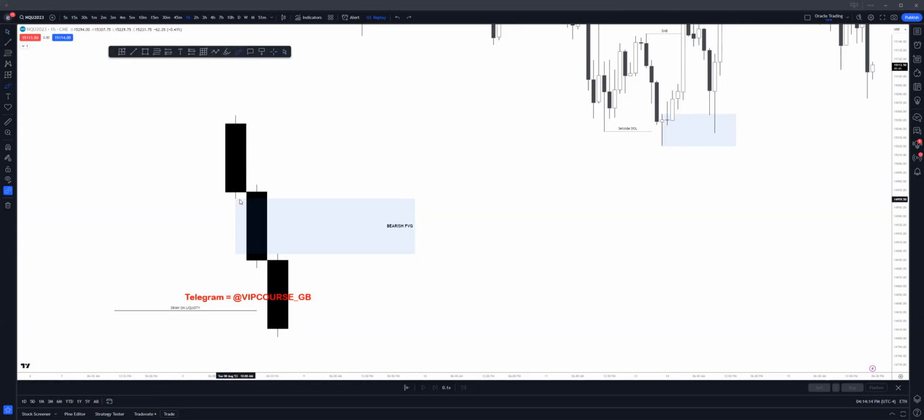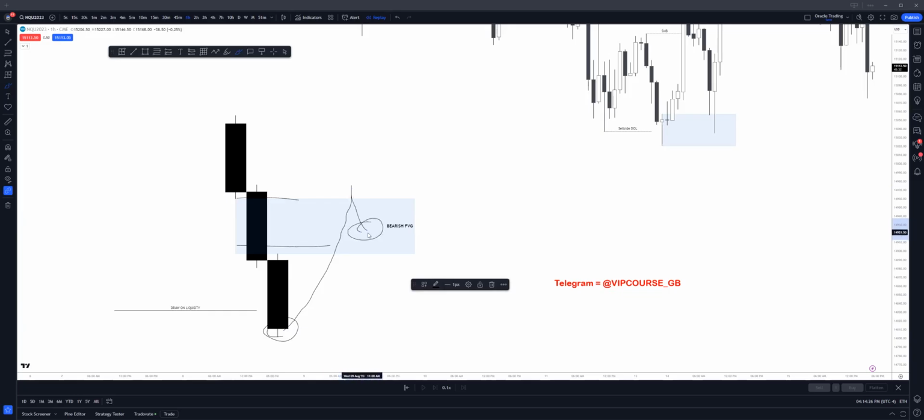So here we have a fair value gap, of course. We know the wicks do not touch, so we have a fair value gap in the middle. We have a draw on liquidity. Now what we're looking for is to see if price will come up above this region, retest it, hold it as support, and break above, right? And continue to push above.